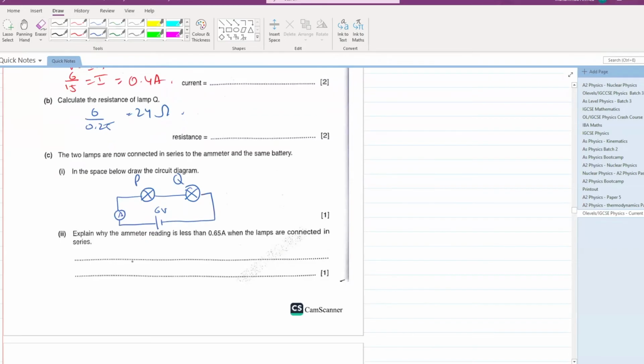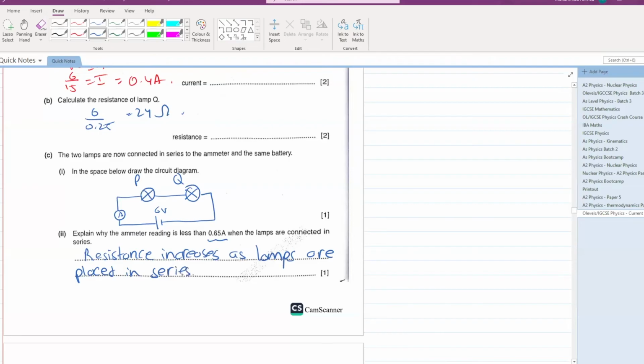Explain why the ammeter reading is less than 0.65 ampere. Because the resistance increased. Resistance increases as lamps are placed in series. Simple.